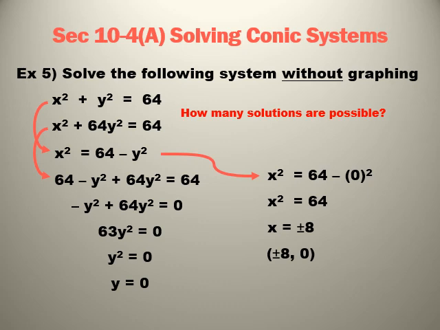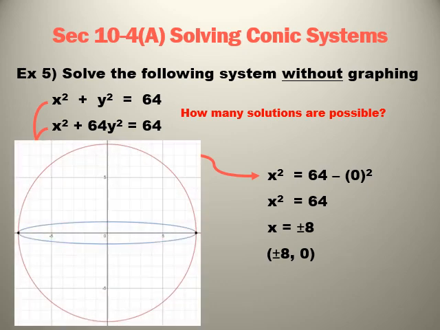So that one's possible. Let's graph this one and show you what that looks like. So we have a circle and an ellipse sort of tangent to each other. So we have two solutions.